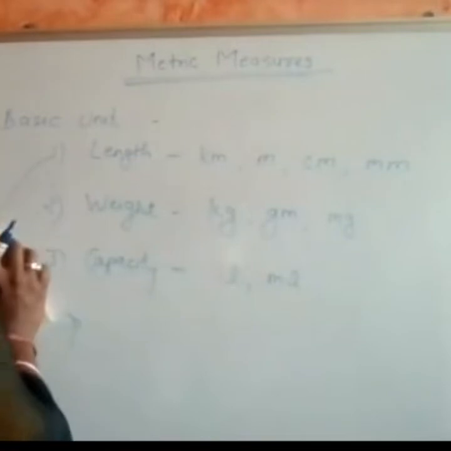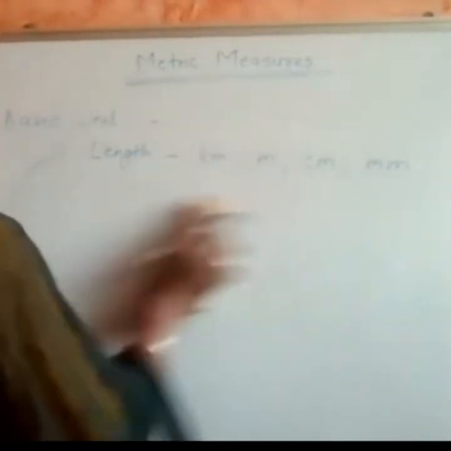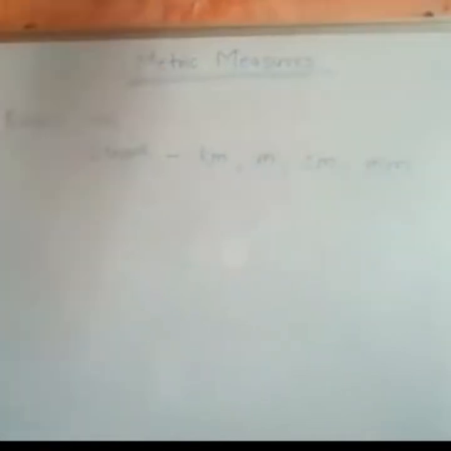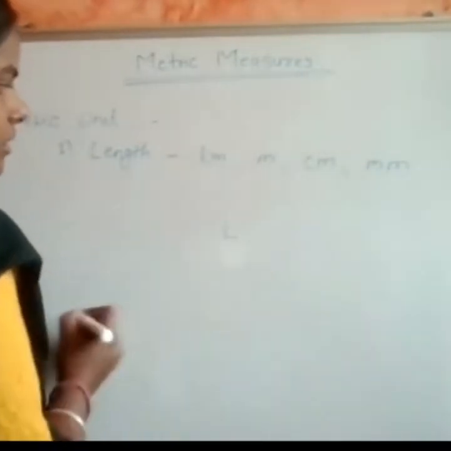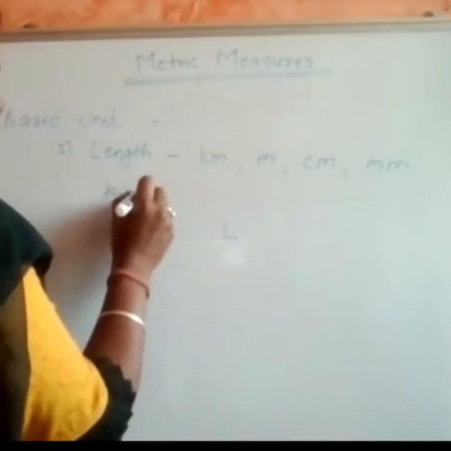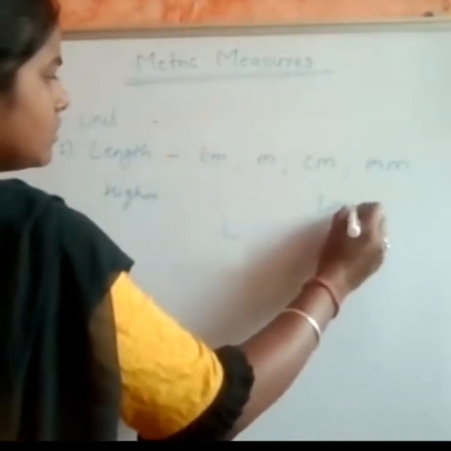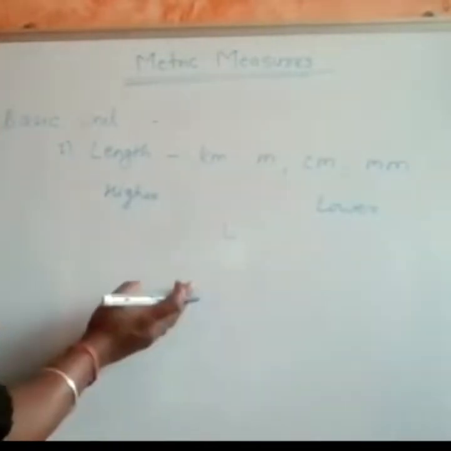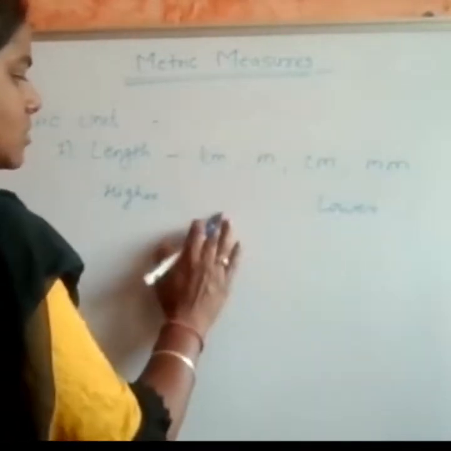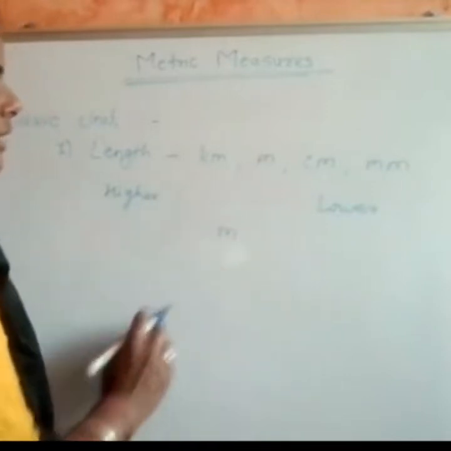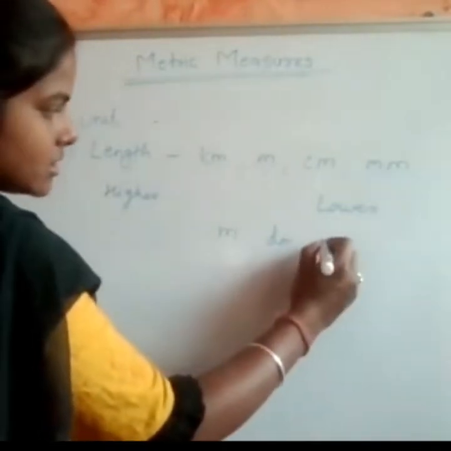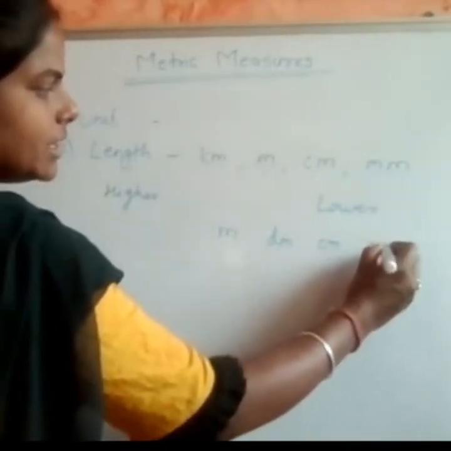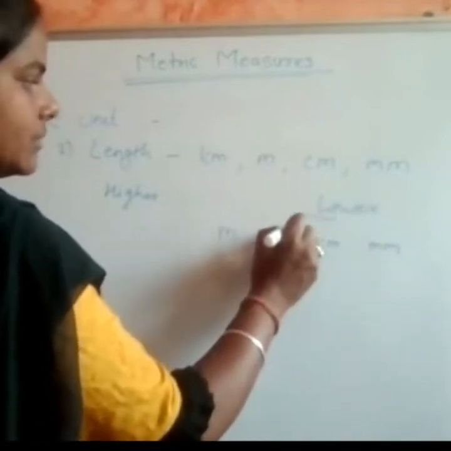First we will move with the length concept. While measuring length, the meter is in the middle. Then we have the higher quantities and the lower quantities. In the lower terms we have the decimeter, then the centimeter, and then the millimeter.